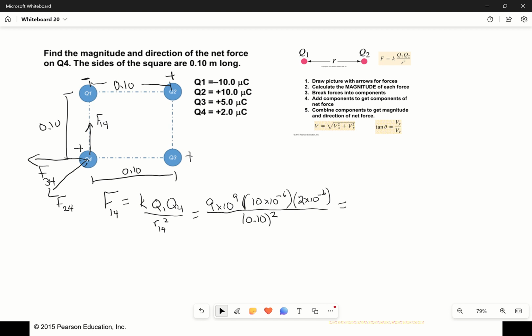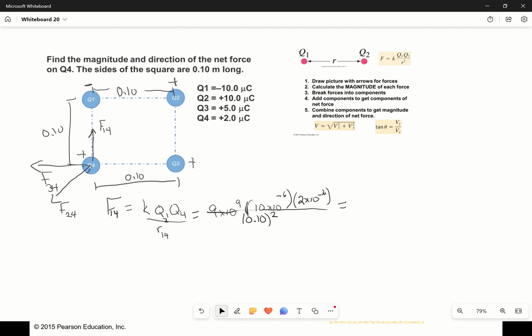I get that the force is 18 newtons. What's the direction? The direction is all along the plus y direction.